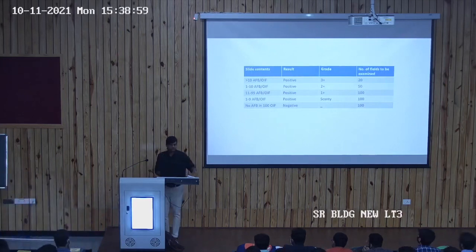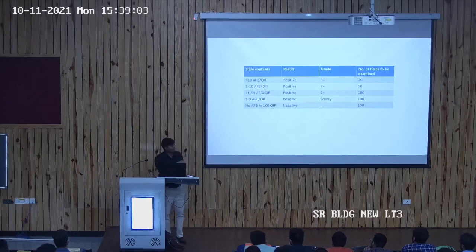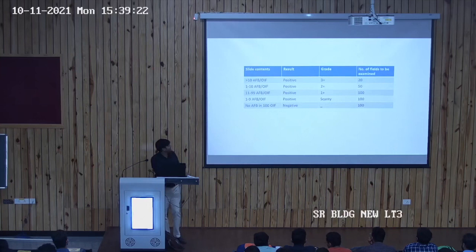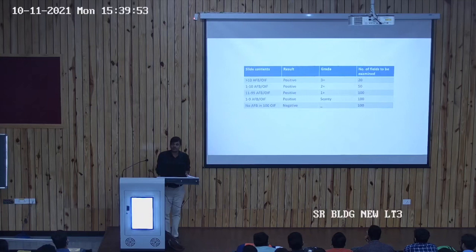So if there are more than 10 acid-fast bacilli per oil immersion field, you will call it positive. The grade will be 3+, and the minimum fields you will examine will be 20. If you see 1 to 10 bacilli per oil immersion field, the grade is 2+, and the minimum fields to be examined are 50. If you find 11 to 99 bacilli in 100 oil immersion fields, that is 1+, and you will examine a minimum of 100 fields. If you find 1 to 9 acid-fast bacilli in 100 oil immersion fields, it will be called scanty. And if you do not find even a single bacillus in 100 fields, that is called negative.